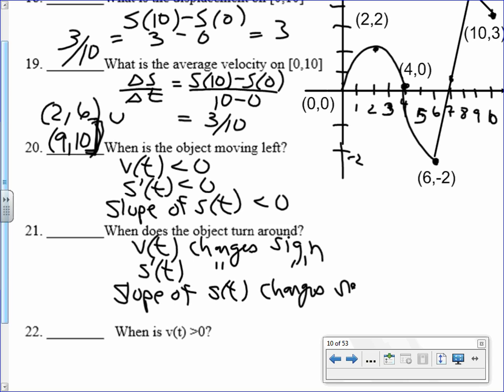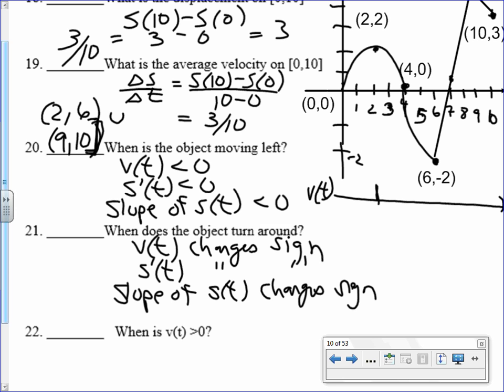In other words, where does the slope go from positive to negative or negative to positive? If you look at your graph, the slope is positive, the function is increasing, and then it decreases. So at time 2, the slope changes from positive to negative. If you want to, you can make a little sign chart for the slope, the velocity, right underneath it. Why don't we do that?